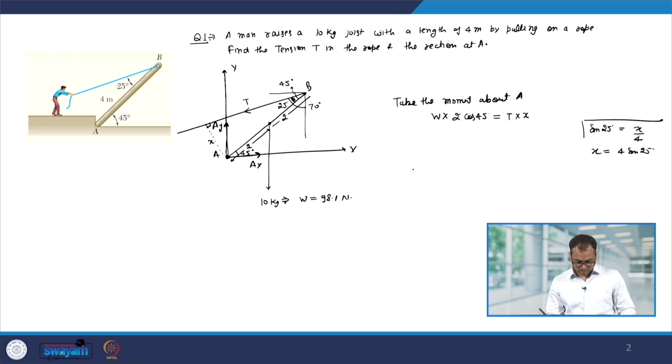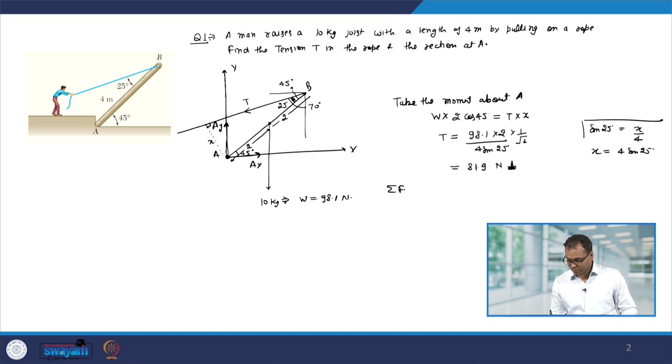So, T will be 98.1 into 2 into 1 over square root 2 divided by 4 sin 25 degree, and this comes out to be 81.9 Newton. Now, the Ax and Ay I can find out using the force balance along the x and y direction.